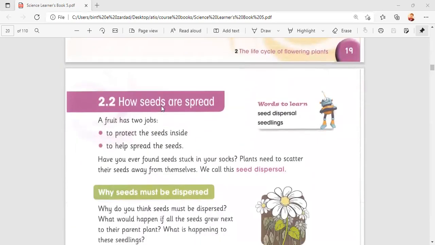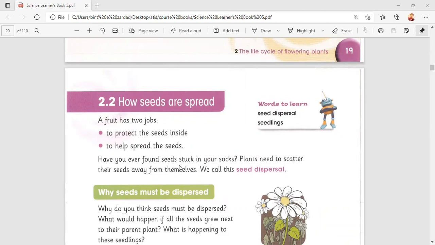Lesson 2.2: how seeds are spread. How seeds are dispersed. In other words, a fruit has two jobs. First of all, to protect the seed inside, because the seeds are inside the fruit. And the second thing, to help spread the seed.